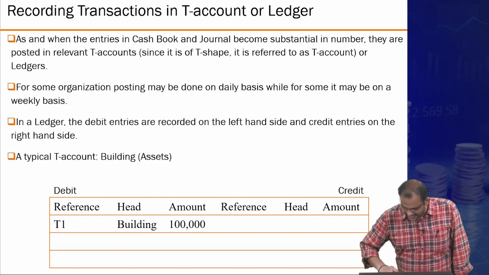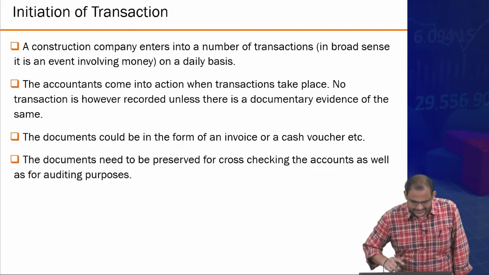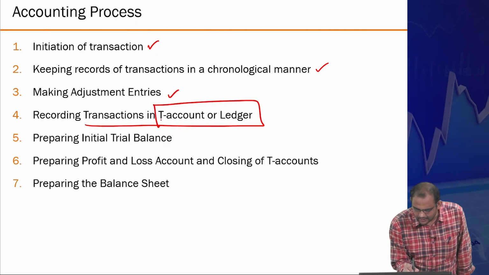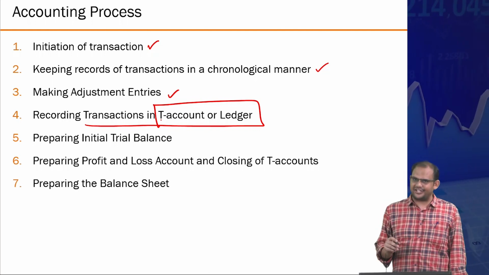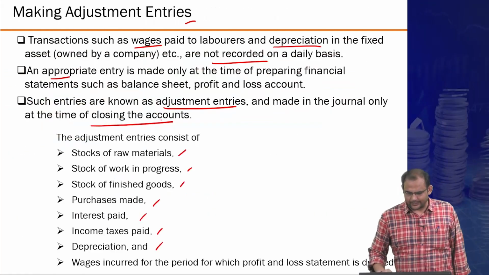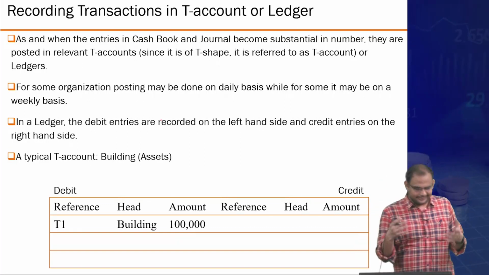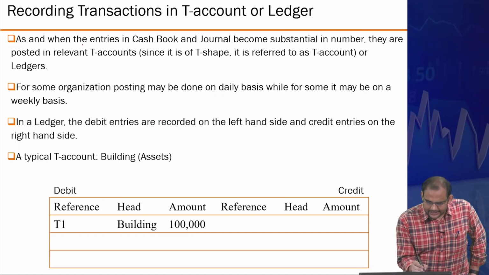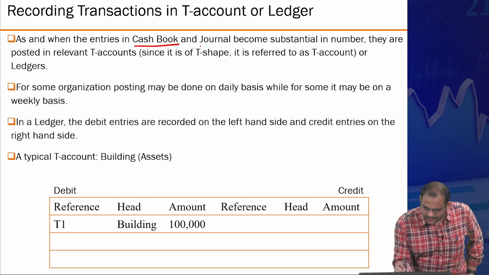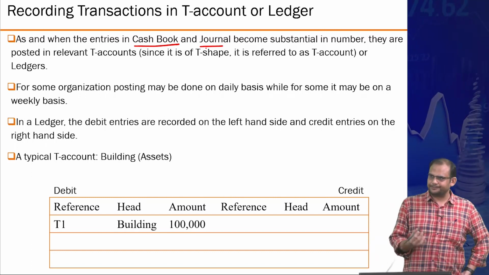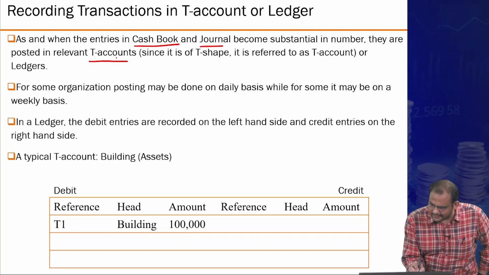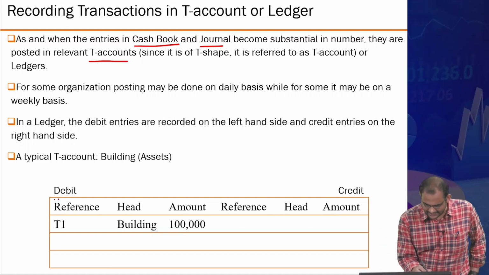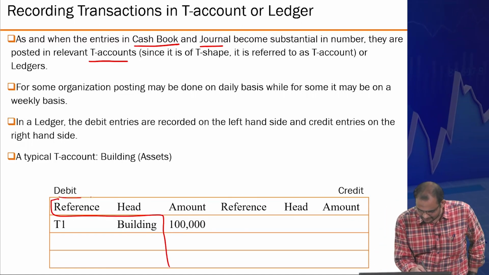Then once you have prepared all these adjustment entries, you prepare transactions in something called a T account or a ledger. I know, very boring. It takes me also time to come back to this zone, but essentially this is just a formal introduction of the concept, right? So as and when the entries in the cash book and journal become substantial in number, they are posted in relevant T accounts. Why T accounts? Because apparently this is in the shape of a T, which I don't understand where exactly it is, but apparently this is a T.